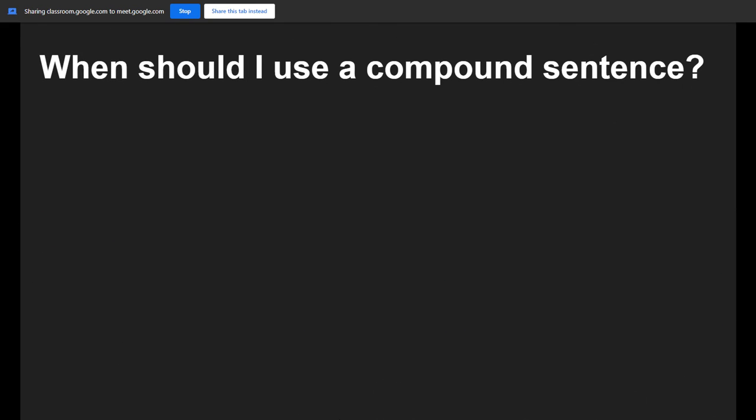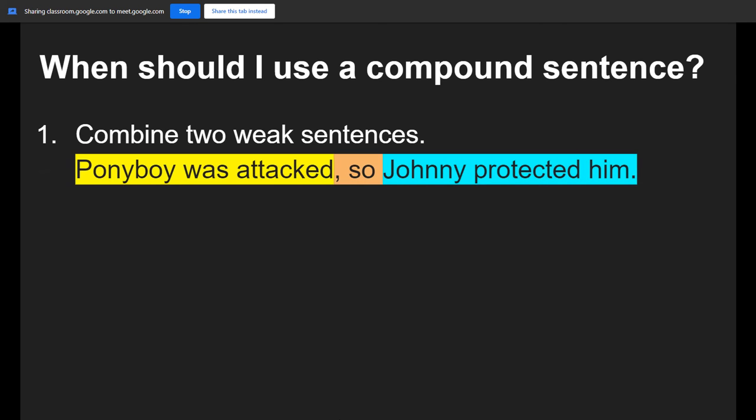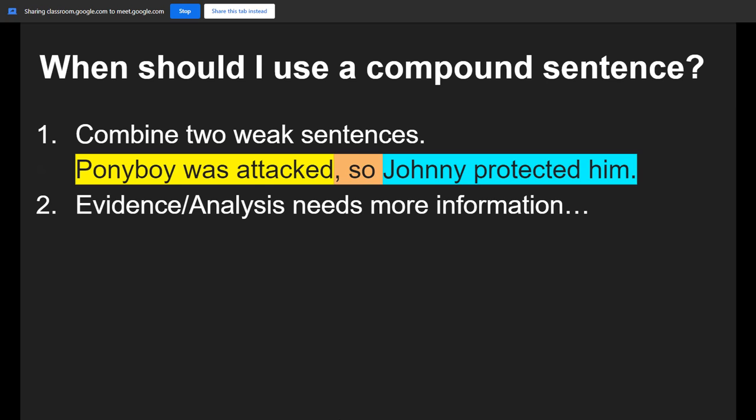When should you use a compound sentence? Well, when you have 2 weak sentences. If you have two weak sentences in a paragraph, you're better off making them into one stronger sentence. Ponyboy was attacked, so Johnny protected him. If you have evidence or analysis that needs more information.